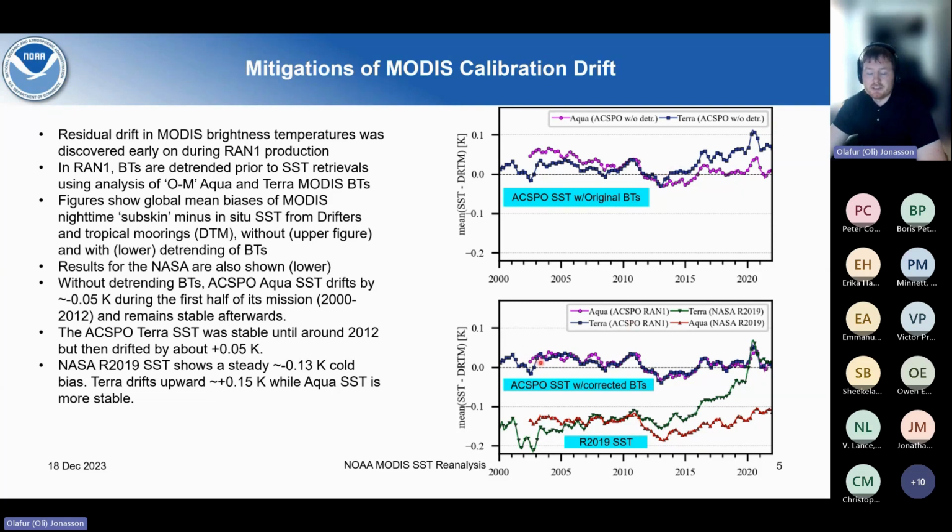And in the lower one, we can see what happens when we address the drift. Now the agreement is excellent. As for the NASA R2019 SST, the Aqua is very stable. By the way, they use different channels than we do, but the Terra SST is drifting upwards quite a lot.